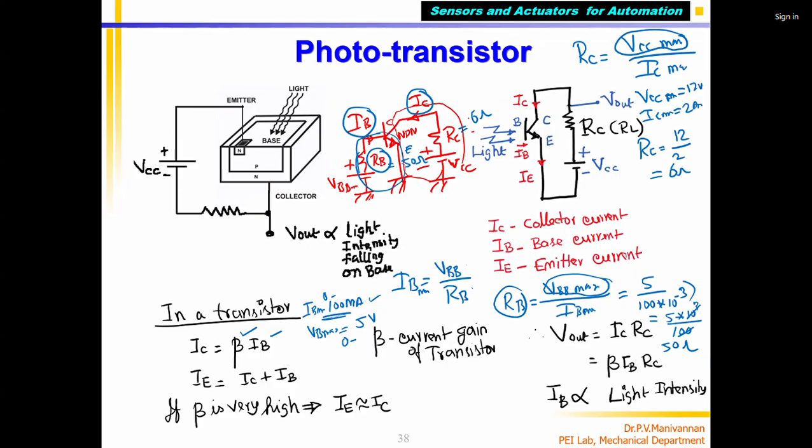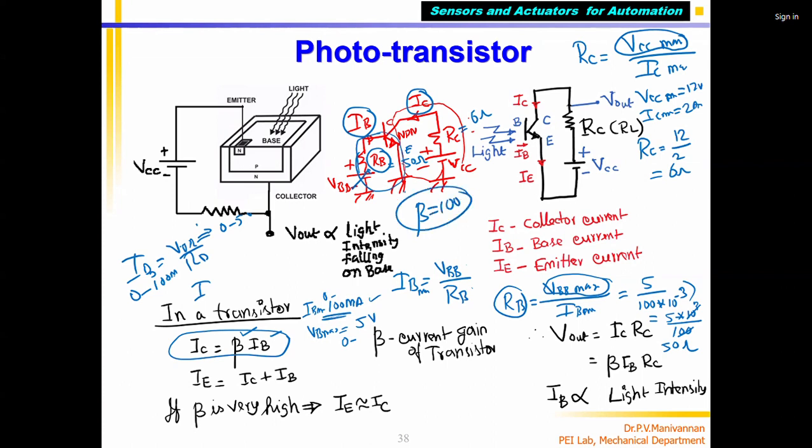Now, if I vary VBB, IB will vary according to the formula. We already know IB equals VBB divided by RB. If I vary this from 0 to 5 volts, IB will vary from 0 to 100 milliamps. Then what happens to IC? IC equals beta times IB. I said the gain of the transistor, beta, is given as 100.